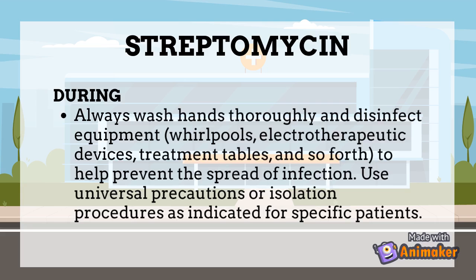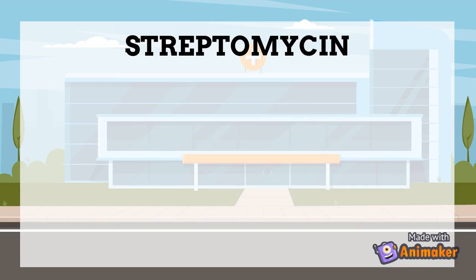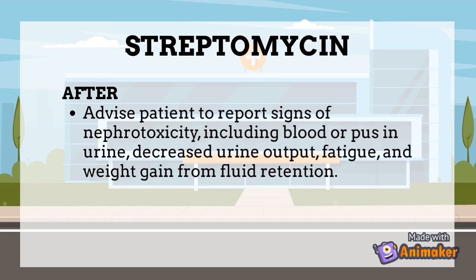During administration, like for all the drugs, always wash hands thoroughly and disinfect equipment. This is to help prevent the spread of infection, and universal precautions or isolation procedures will be used as indicated for specific patients. After administration, the nurse must advise the patient to report signs of nephrotoxicity, including blood or pus in urine, decreased urine output, fatigue, and weight gain from fluid retention.